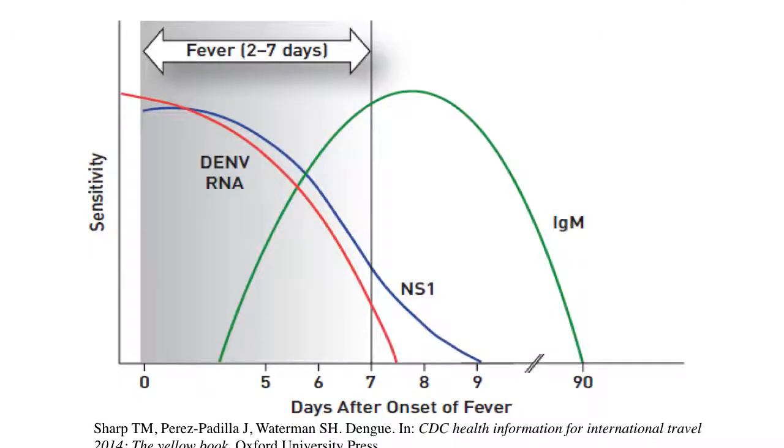There are multiple tests that can be used to identify or confirm a dengue infection. Early in the infection, reverse transcriptase polymerase chain reaction can be used to identify portions of the dengue virus or a dengue virus non-structural protein known as NS1. The quantities of these are high early in the infection and then begin to decrease.